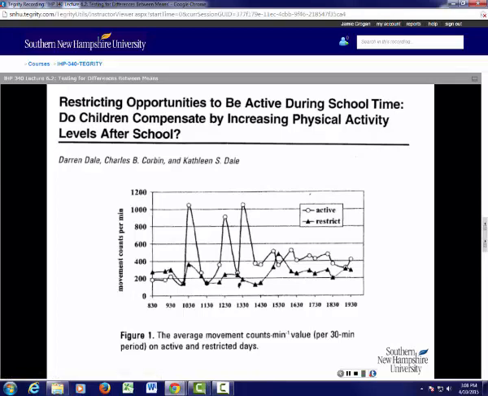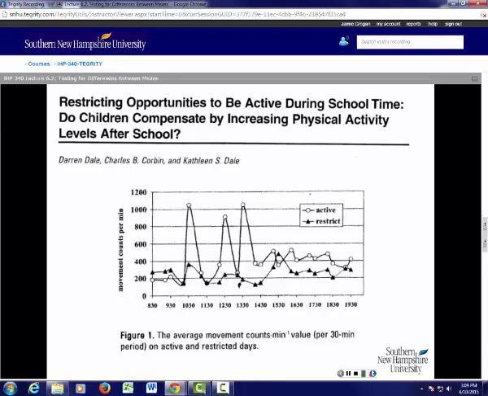Okay, here's an example. This is one of our practice articles that you'll see in this course. In this study, it was kind of a neat little study. They restricted opportunities to be active during the school day. This was a study done at an elementary school in Arizona. And the researchers went into the school, and on one day, they made all of the kids stay indoors all day long. They couldn't go out to recess. They didn't have PE that day. They had to eat their lunch and then stay inside. They couldn't go out onto the school playground. And really what the researchers wanted to see was whether the kids made up for that lack of activity during the day by being more active at the end of the day, after school.